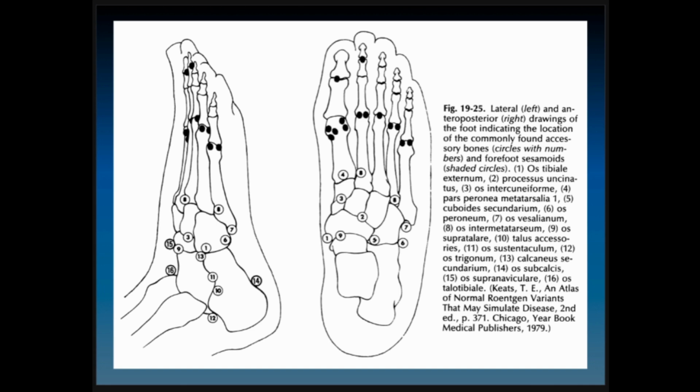There are a lot of ossicles about the foot and ankle. These can be confused for being a fracture, like an avulsion fracture, but these are sesamoid bones. This diagram from Roger Mann's book and Keats shows the different names of these. Os Vesalianum is an ossicle at the base of the fifth metatarsal that can be confused for an avulsion fracture.